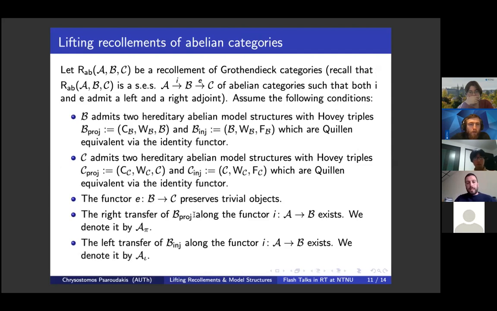And now let me just explain that. So if you start now with a recollement of Grothendieck categories, the definition remains the same. Just think of the diagram A, B, C of abelian categories. This is a short exact sequence, and think that both I and E have a left and right adjoint. Okay. And now put two models on B, one projective, so the fibrants are all of B, and one injective, and we ask them to be Quillen equivalent. Do the same in C. You ask the functor E to preserve trivial objects, and moreover, you ask that this left transfer that I explained and the right transfer that I didn't explain exist along the functor I. Okay, so we put two models on B, two models on C. We ask about this condition on E, on trivial objects, and we ask that we are able to make the transfer.